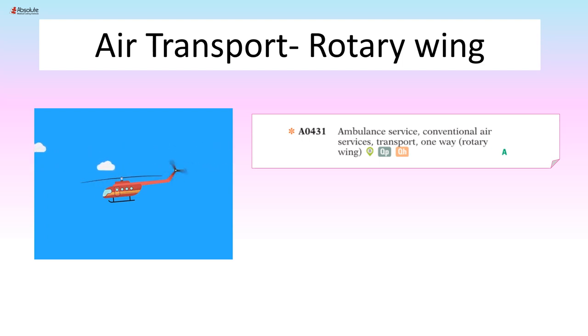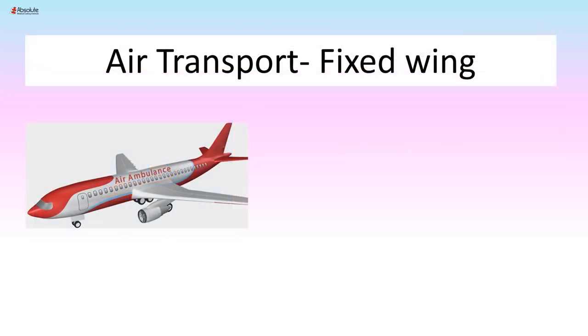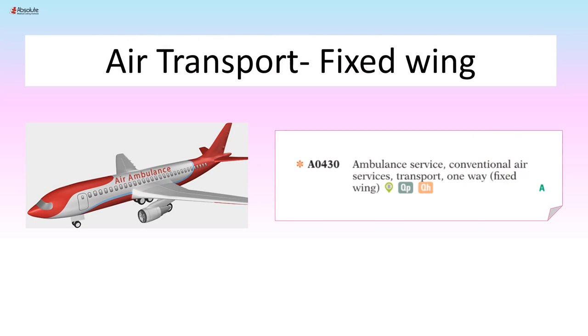We have the rotary wing code A0431 for ambulance service conventional air services transport one way. See that description, rotary wing. Rotary meaning that the wing rotates. So that would be for helicopter type air transports. Then we have the code A0430 ambulance service conventional air services transport, which is one way for fixed wing. A fixed wing would be one that exactly looked like this, one that the wing is fixed, like an airplane ambulance transport.